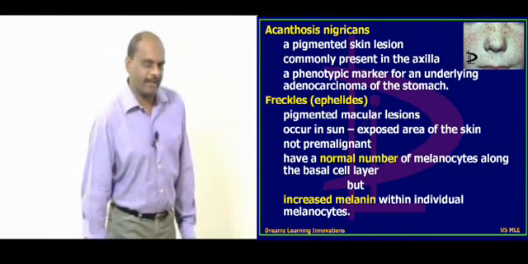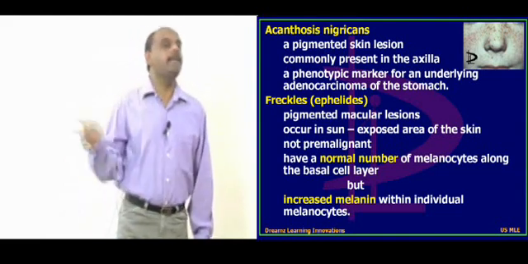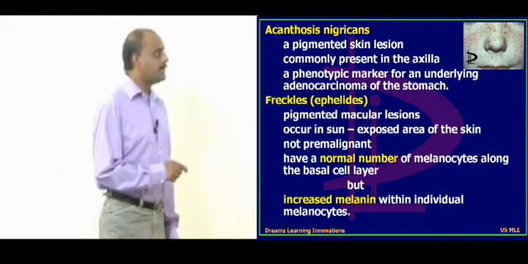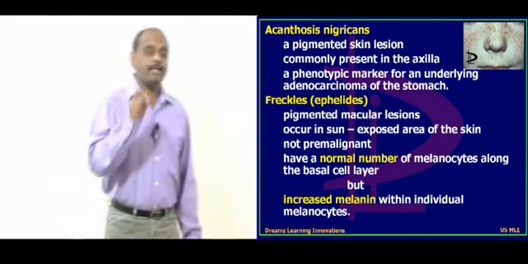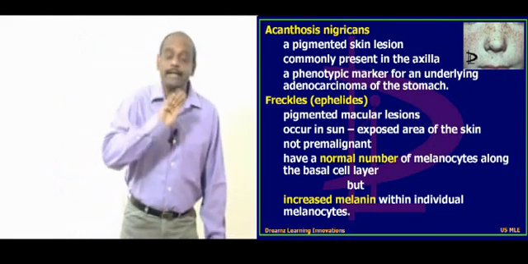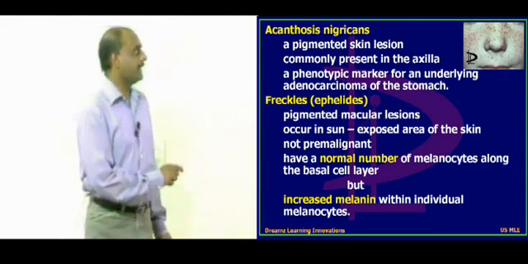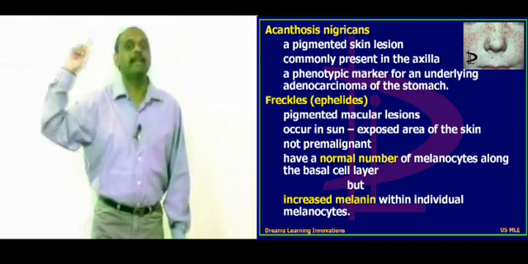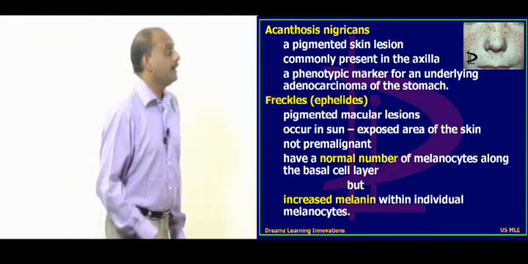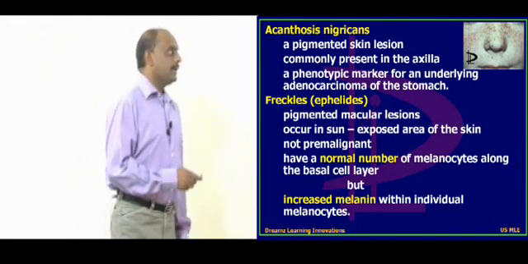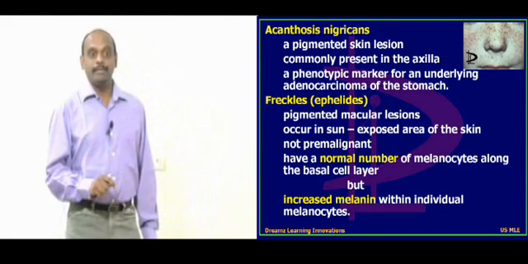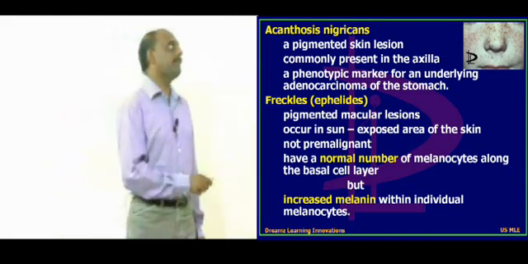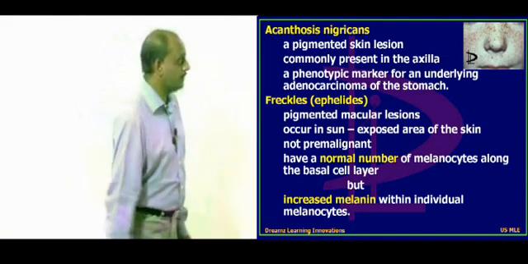Why these freckles are occurring. What is the difference between a freckle and a nevus? Both are pigmented, but what is the difference between the two? The thing is, the number of melanocytes in the basal cell layer is not increased in the case of freckles, whereas they are increased in number in the case of nevi. That's a major difference. Why they are very pigmented is, though the number is normal, the amount of melanin produced is more. So that is the cause for the freckles, ephelides, is what I want to underscore to all of you.